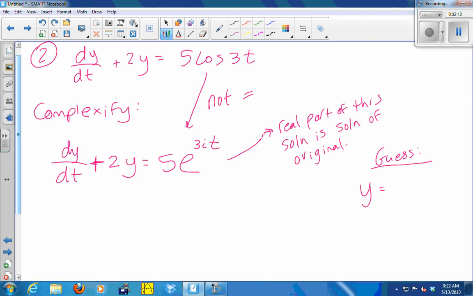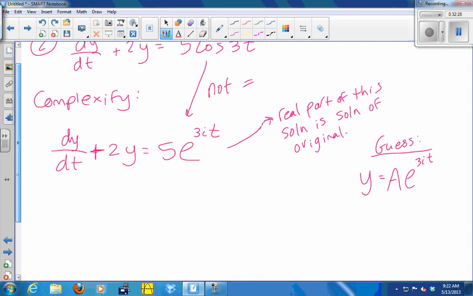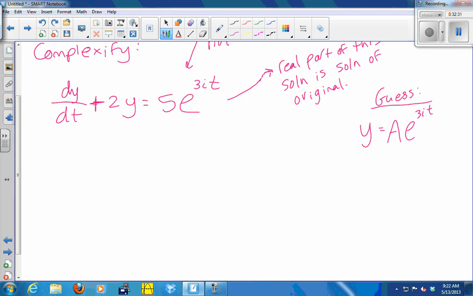As a solution to this differential equation, what would I guess? A e to the 3it. Yeah. So when it's an exponential, you just guess a multiple of that same exponential. All right, so y prime would be 3ia e to the 3it. So that's y prime, that's the derivative of this guy.